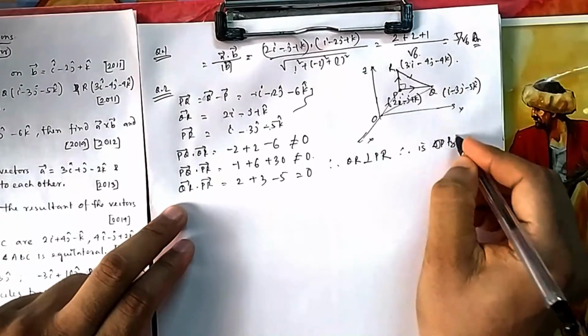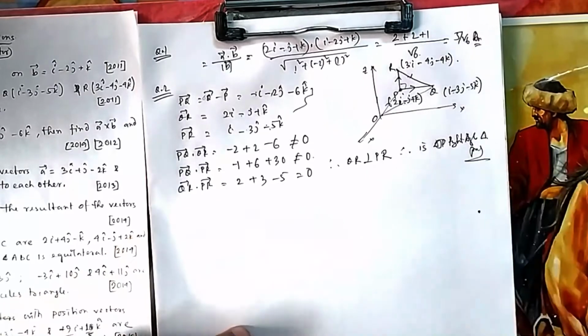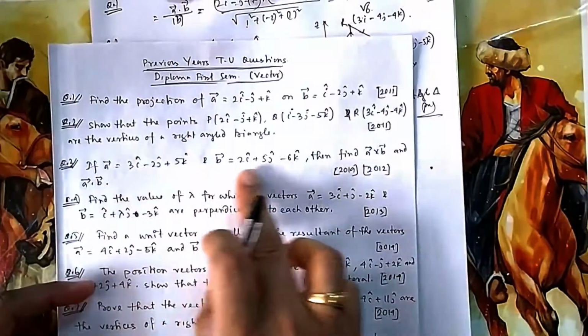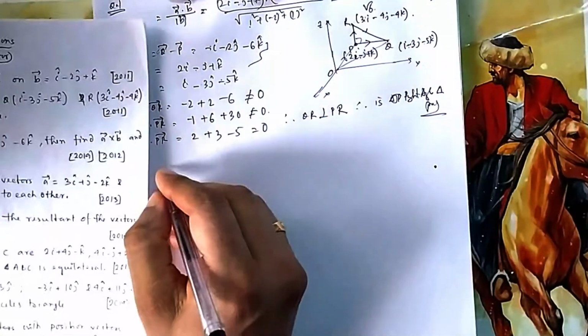It is a right angle triangle. It is proved, because one angle is 90, which means it is a right angle triangle. A is this, B is this, then find A cross B and A dot B. A dot B we have already done.